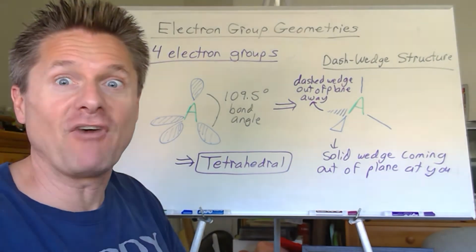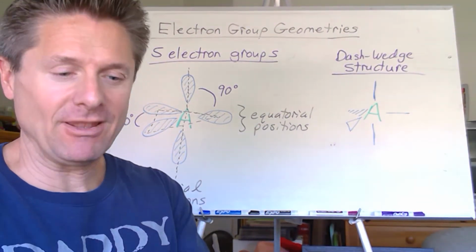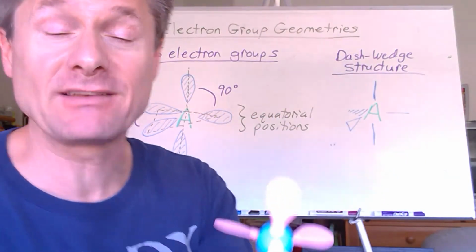Woo! Let's get to 5 and then 6. Did you get the 5 electron groups? Ooh, it starts getting weird. This requires an expanded octet. We'll do that on the next one.